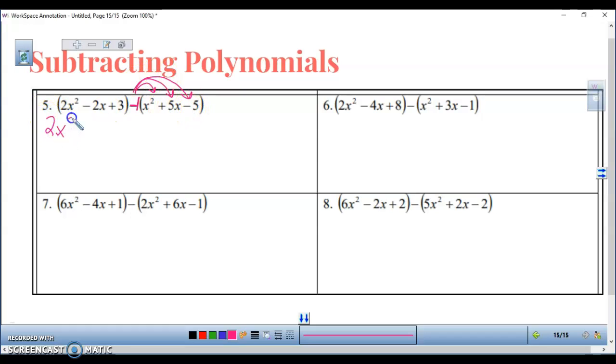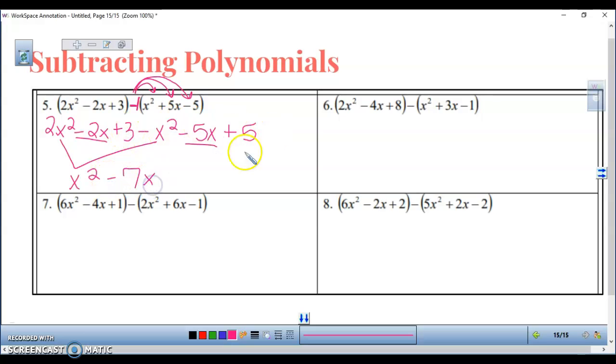So this would remain 2x squared minus 2x plus 3. Then I would distribute the negative. That would give me negative x squared minus 5x plus 5, because negative 1 times negative 5 is a positive 5. Now I will combine like terms. 2x squared minus x squared is x squared. Negative 2x minus 5x gives me negative 7x. And 3 plus 5 gives me 8.